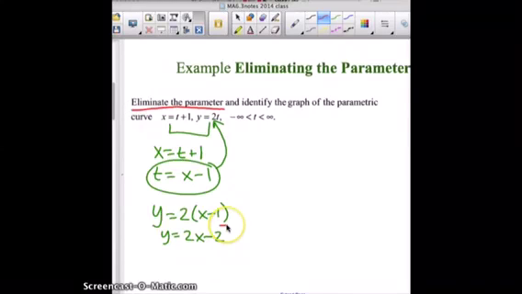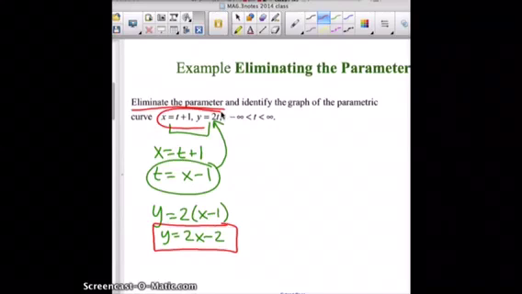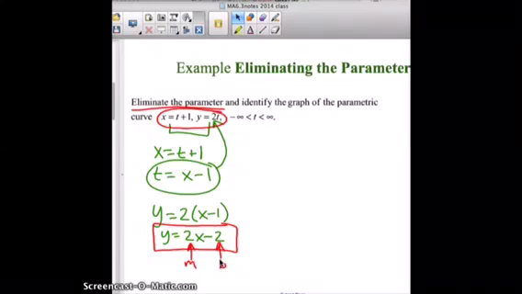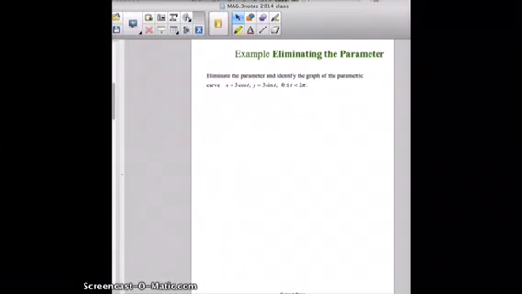In other words, rewrite it in terms of just x and y, eliminate the parameter t, and identify the graph of this parametric. I couldn't tell, maybe we couldn't tell looking at our parametric equation what we were going to get, but once you remove the parameter, you know that all we have is a line whose slope is 2 and whose y-intercept is negative 2. Oftentimes they're going to ask you to describe it, so if it's a line, you can describe it in terms of its slope and y-intercept.